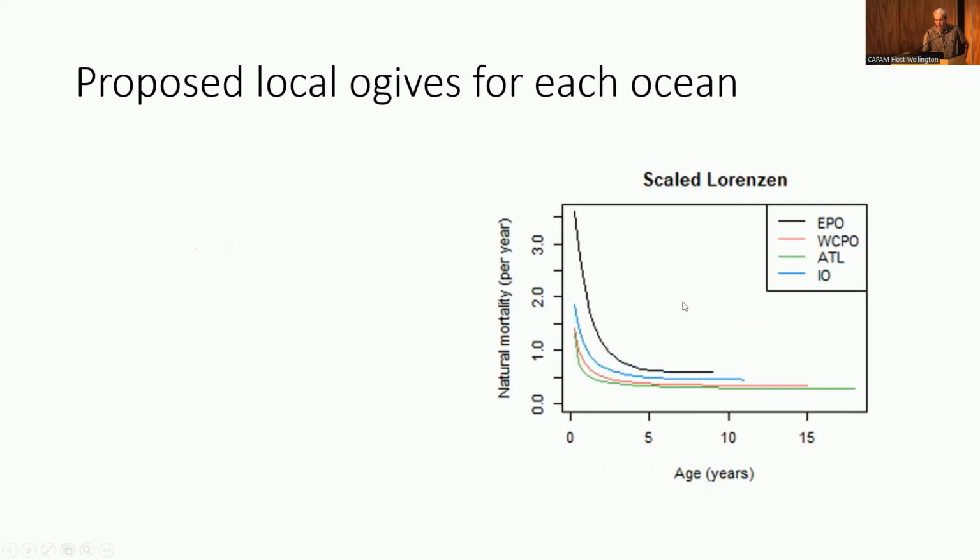We went through and applied that same approach to all of the different oceans. They're obviously the same shape, and all of these differences are simply based on the differences in the oldest fish in each ocean, with the lowest value being the Atlantic with the 18-year-old fish.